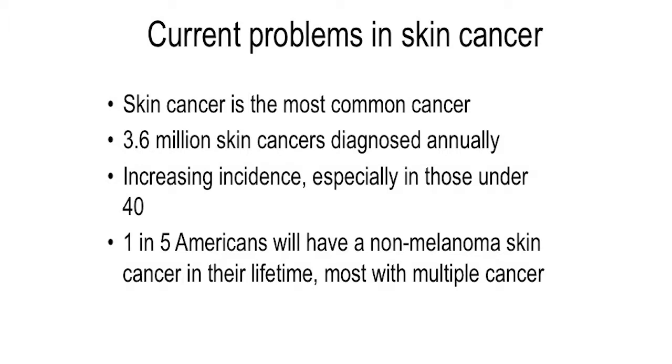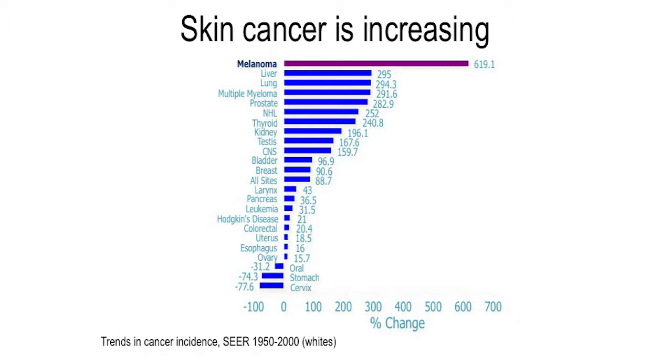What's interesting in Pamela's last slide, you can see that skin cancer is increasing over time. We think it's because of UV tanning and more outdoor exposure, and it's so common that 1 in 5 Americans will have a non-melanoma skin cancer in their lifetime, and often patients have multiple skin cancers. So this is just a diagram showing that melanoma, the deadliest form of skin cancer, is increasing.